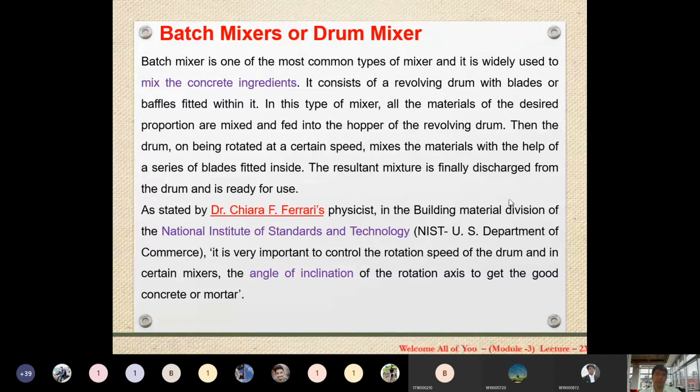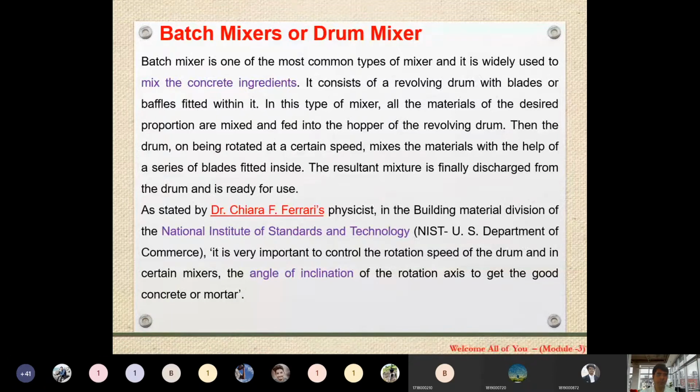So the batch mixers, the drum mixers, are there. The batch mixer is one of the most common types of mixers, and it is widely used to mix the concrete ingredients. It consists of a revolving drum with blades or baffles fitted within it. In this type of mixer, all the materials of the desired proportion of mix are fed into the hopper of the revolving drum. Then the drum, being rotated at a certain speed, mixes the material with the help of a series of blades fitted inside. The resultant mixture is finally discharged from the drum and is ready for use.